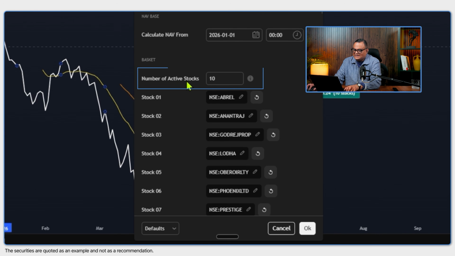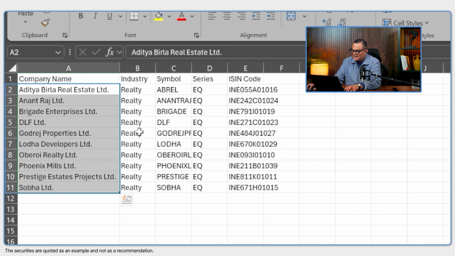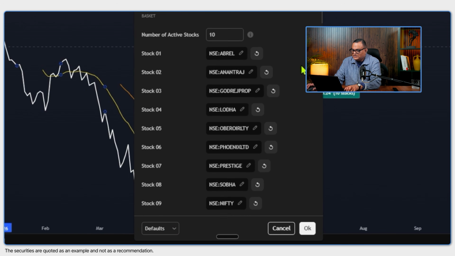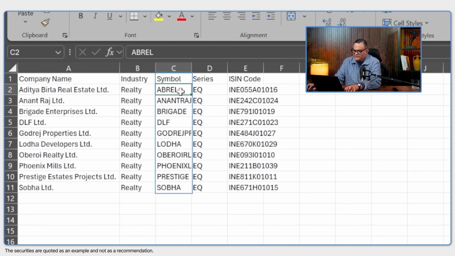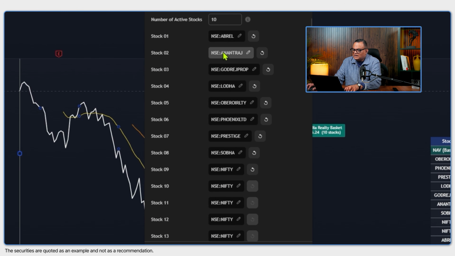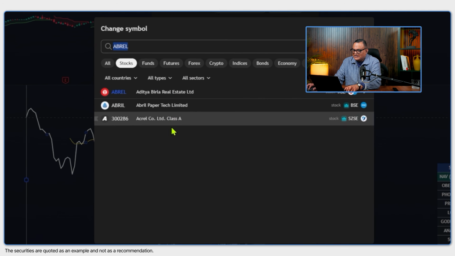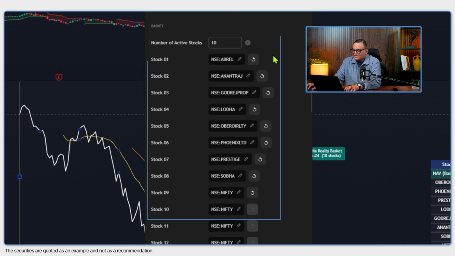The number of active stocks means you would have to go to this file and see the number of stocks which are there. So I see there are around 10 stocks, so I would go ahead and input 10 stocks. After you input those 10 stocks, you would have to take this symbol, which you see over here, and input them up over here. For example, the first one here says ABREL. So I would select stocks here and put ABREL. You will have to do that for all the stocks which are there in the index.